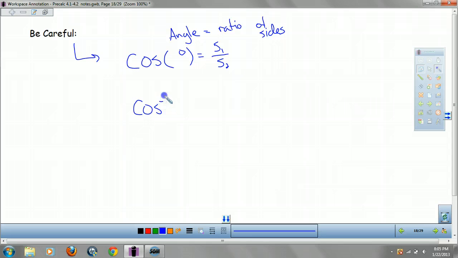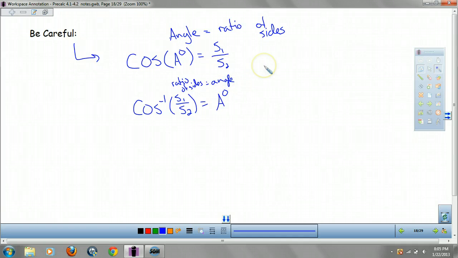Arc cosine, or cosine to the negative 1: you put in a ratio of sides and you get that angle out. I'm going to put A for angle. Okay? So arc cosine of a ratio of sides equals angle. So if you're given an angle and you need to find the side, you use cosine. If you're given sides and you need to find an angle, use your arc cosine, which we're going to talk about again. I'm just foreshadowing.